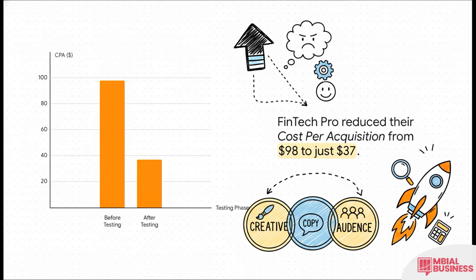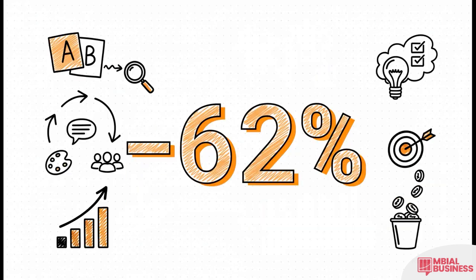But by applying the exact framework we just went over, testing creative, then copy, then audience, they systematically found their winning formula. And the result? Their cost to get a customer plummeted to just $37. That is a massive 62% reduction in their customer acquisition cost. They didn't just make their ads profitable. They were able to scale their budget by 5 times while keeping that incredible efficiency.